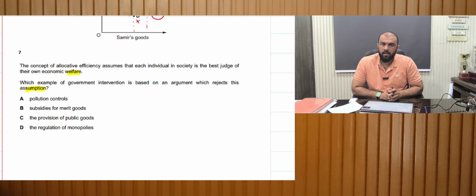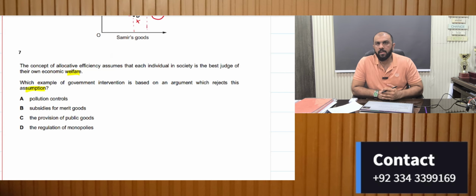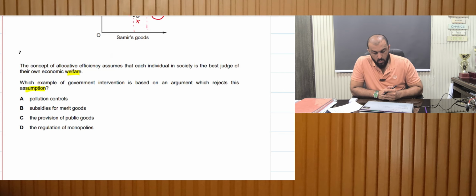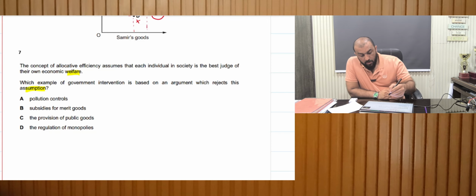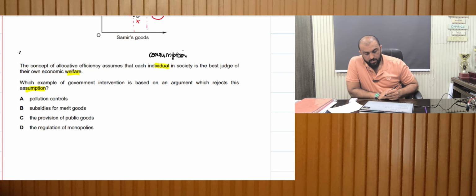If an individual knows what's best for him, they would not be consuming alcohol or smoking cigarettes or doing stuff that is not good for them. So usually people are not aware of what is good for them, hence the government needs to intervene. All right, so we're talking about individuals, therefore this is a consumption externality that we need to consider.